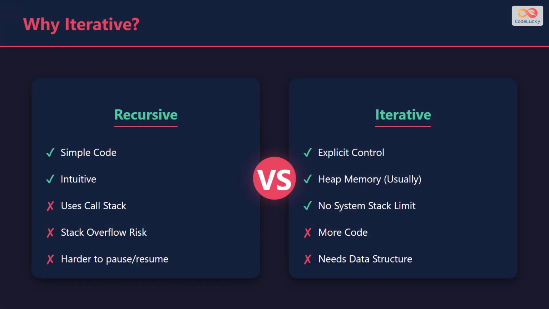So why bother with the iterative approach? Recursion is elegant, but relies on the system call stack. If a tree is extremely deep, recursion can cause a stack overflow error. The iterative approach moves this memory management to the heap using an explicit data structure, giving you more control and preventing system stack limits.